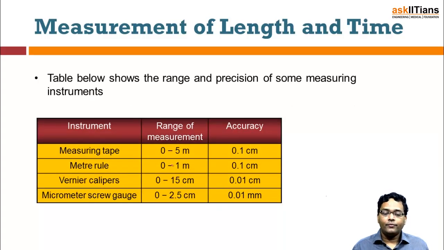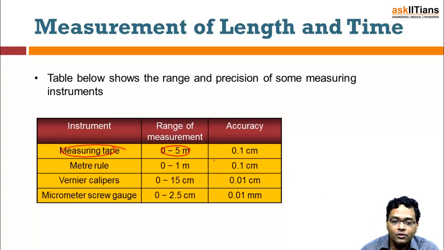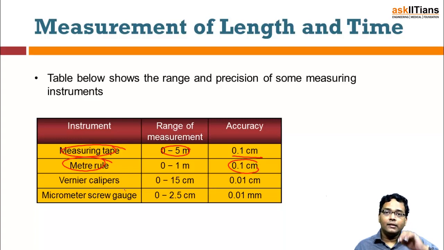Okay, now if you have to measure, this is a very important thing. Please understand up to what level of measurement you can do with a particular instrument. If you have to measure the length using a measuring tape, the range of measurement is going to be from 0 to 5 meters, and at the most you can go up to 0.1 centimeters. You cannot go beyond this. That is up to 1 millimeter that you can measure. And the same goes for the case of meter rule. In the case of meter rule, at the most you can measure up to an accuracy of 0.1 centimeters. That is 1 millimeter.